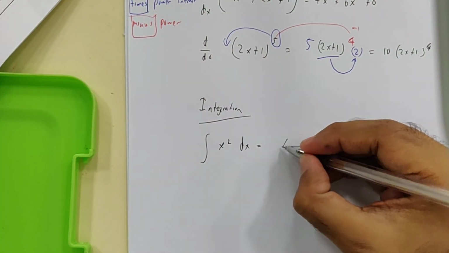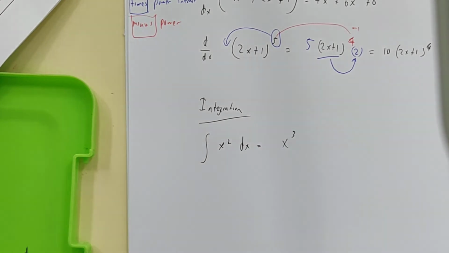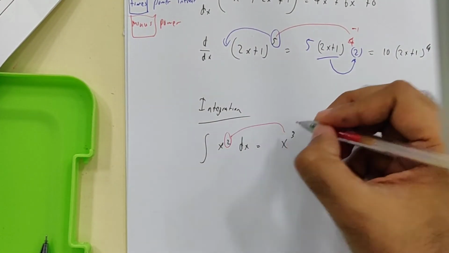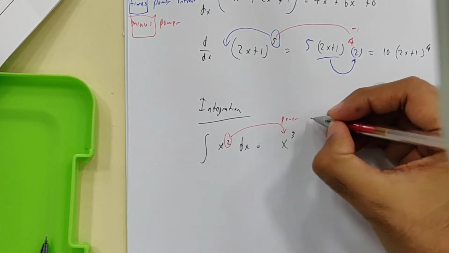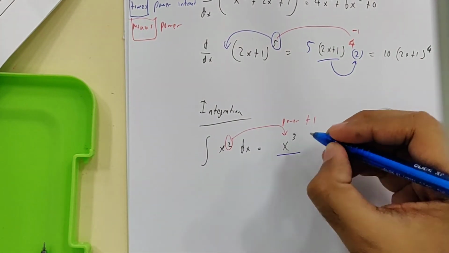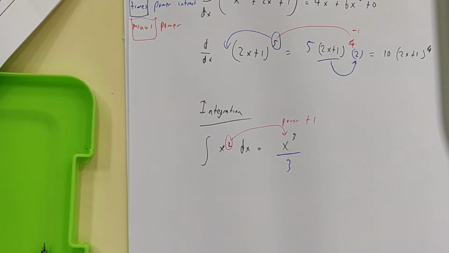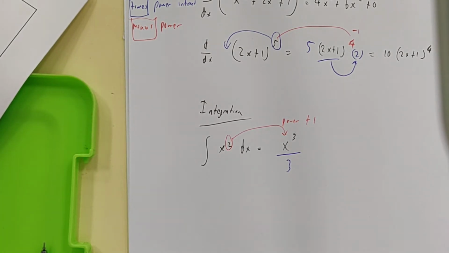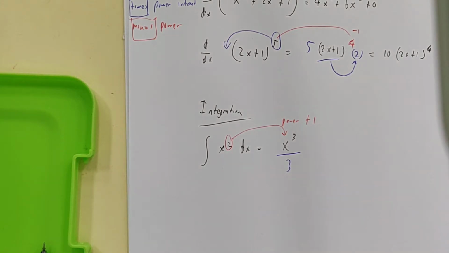Okay, yes, some of you remember just now they said x cubed, kan sir. What happened here is the power plus 1 over what? Over 2 or over 3? Yang ni yang best. Over 3. Is it over 3? Let me double check because I might make a fool of myself. Yep.